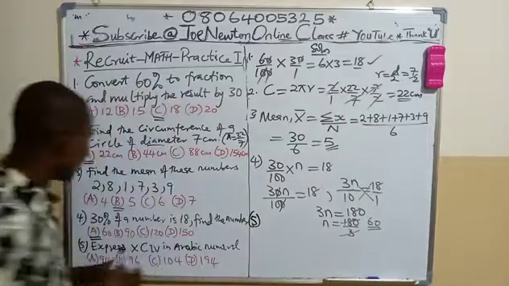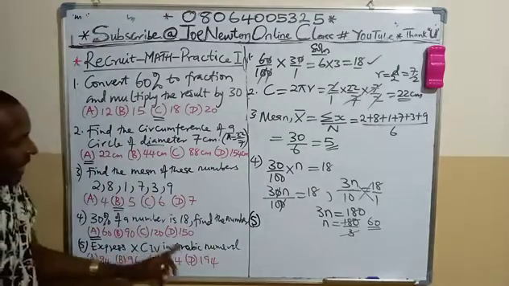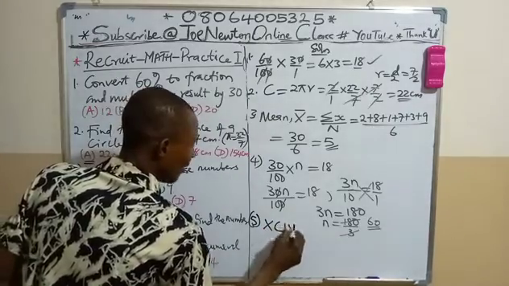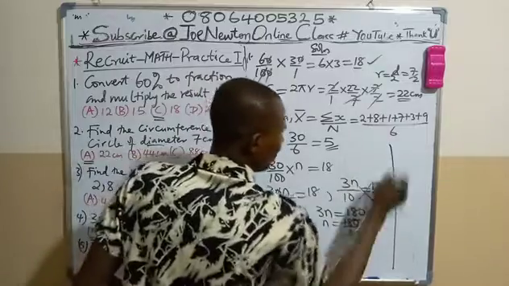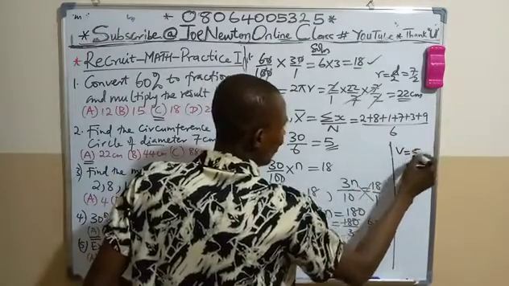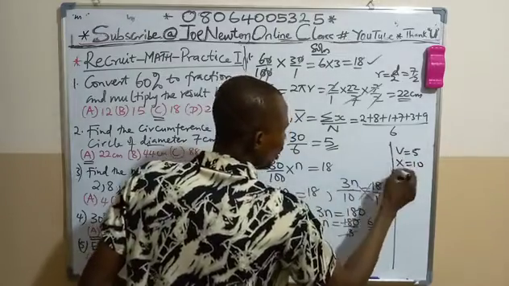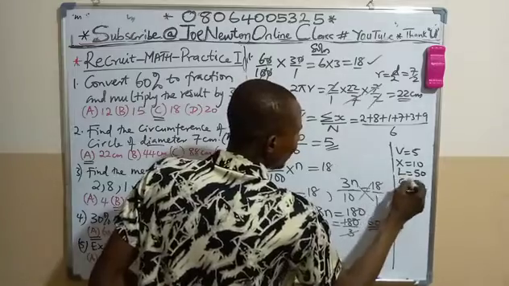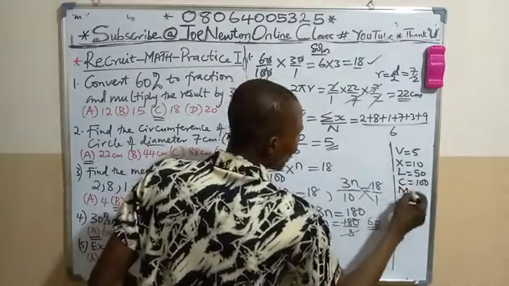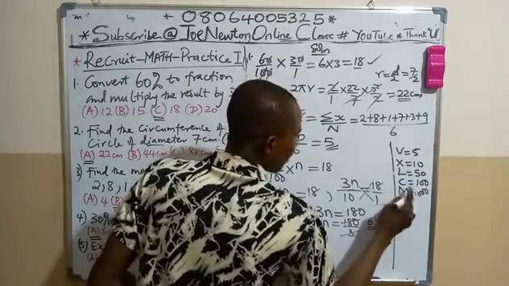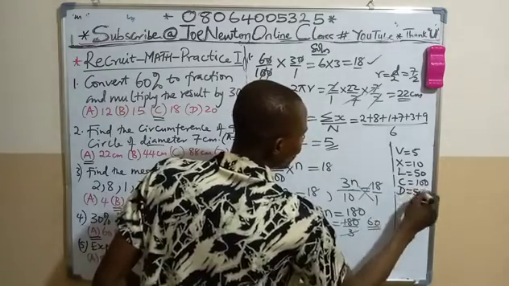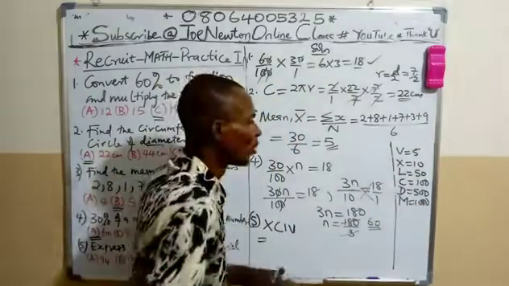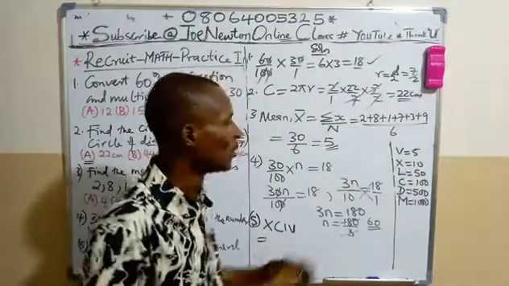Okay, now, so we continue. Number 5 says, express XCIV in an Arabic numeral. So from Roman to Arabic numeral, we have XCIV. Very simple. The rule here you should know is this. You should know that V is 5. You should know that X is 10. You should know that L is 50. You should know that C is 100. And M is 1000. D is 500. Then M equals 1000. So you should know that I is 1, II is 2, III is 3. So these are important numbers you should know in the Roman numeral when you are converting to Arabic.